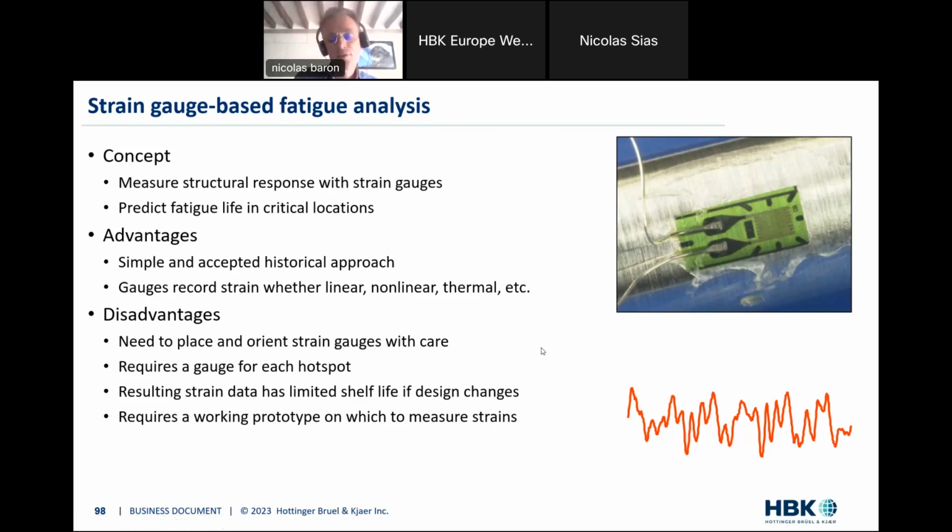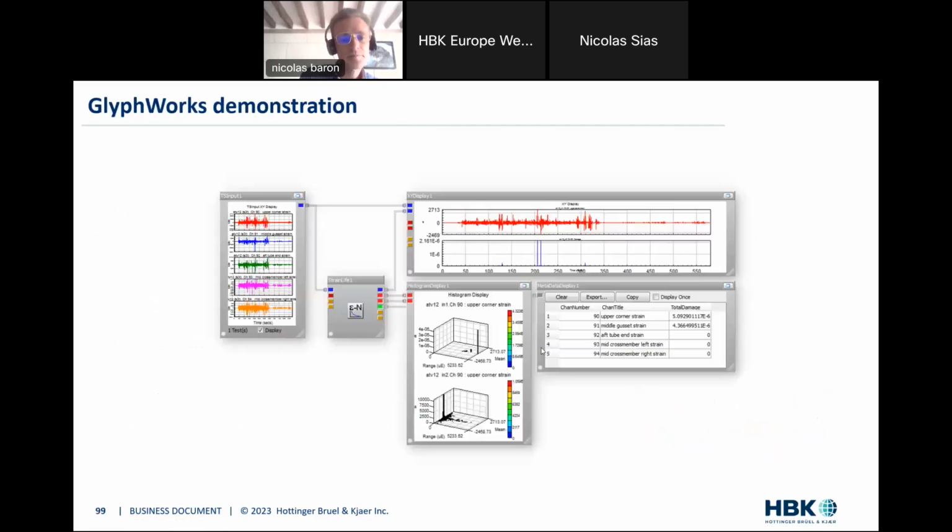Contrary to Design Life or numerical calculation, when you have a physical prototype, every time you change the design, you need a new test measurement campaign. So that's a bit time consuming, and that's not ideal. But still, it remains very useful. I'm not saying it's not useful. It's only that you need a physical prototype available.